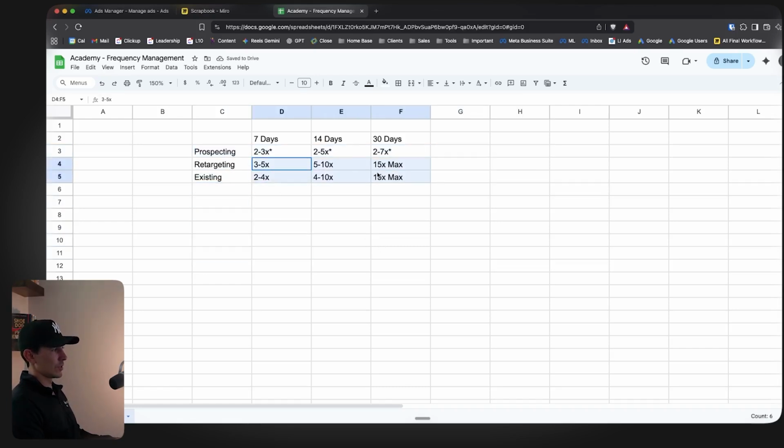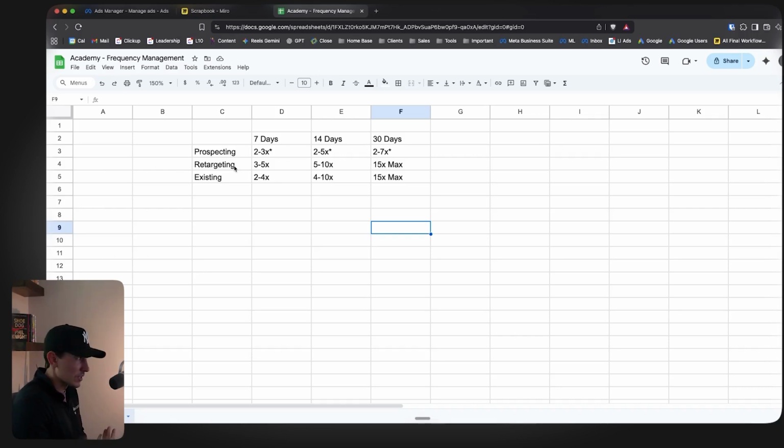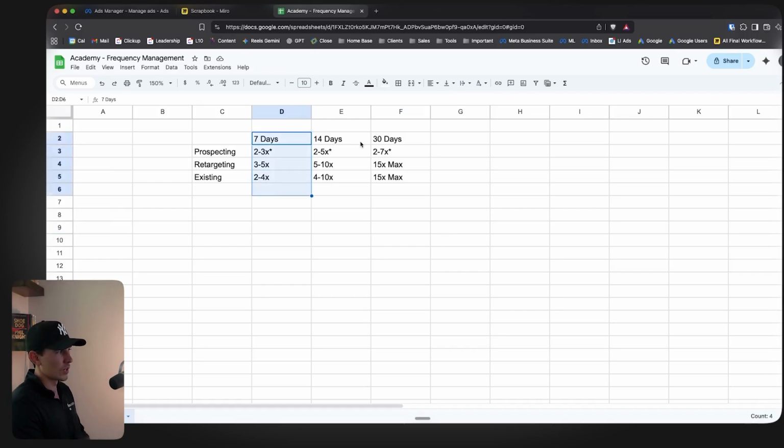Next piece here is existing. Existing are just always a little bit lower than retargeting because we just don't want to overwhelm our existing customers. Like we don't want to smash them over the heads. So existing 2 to 4x on a 7-day window, 4 to 10 on a 14-day window, and 15 max on a 30-day window. These are very simple. These are just baselines for you.